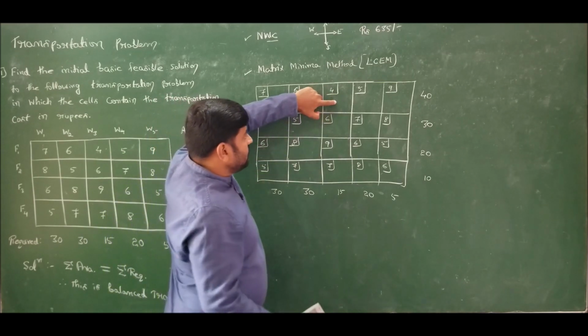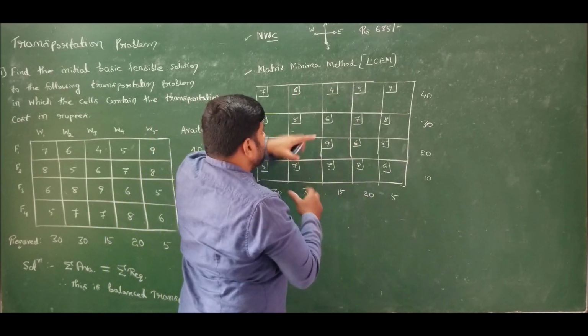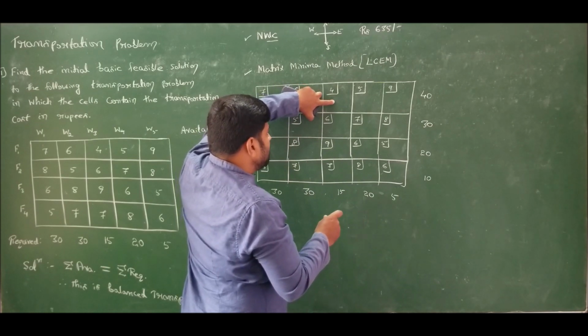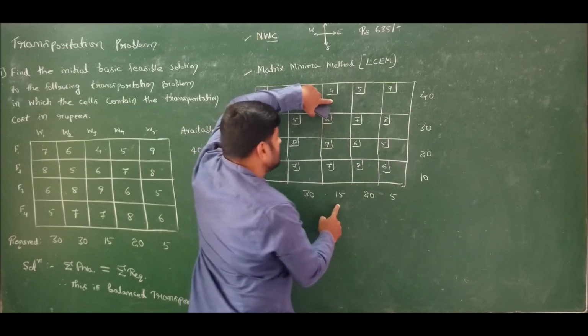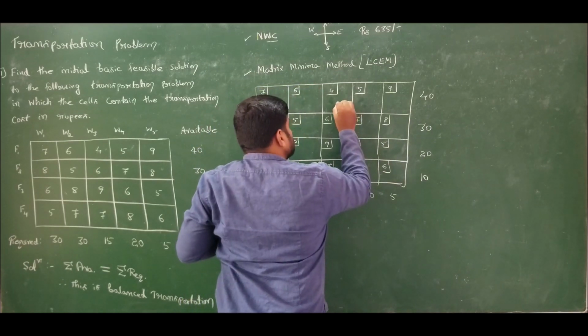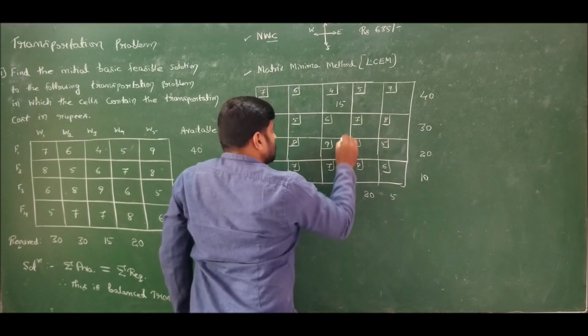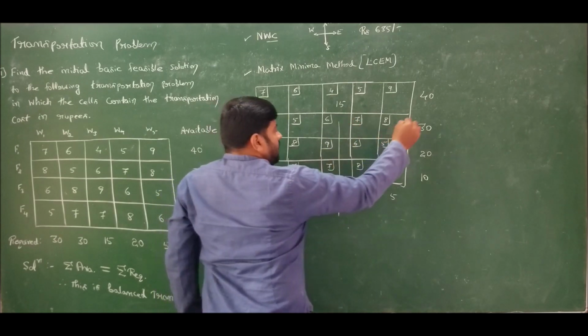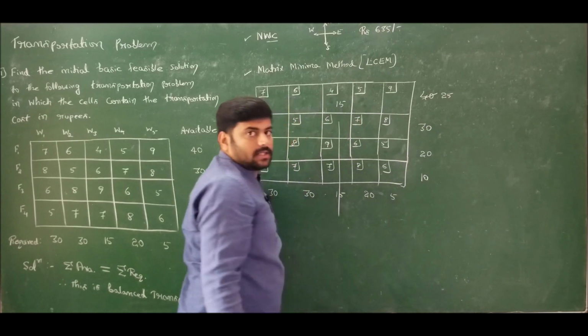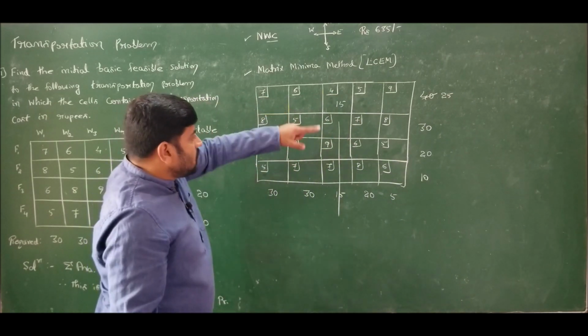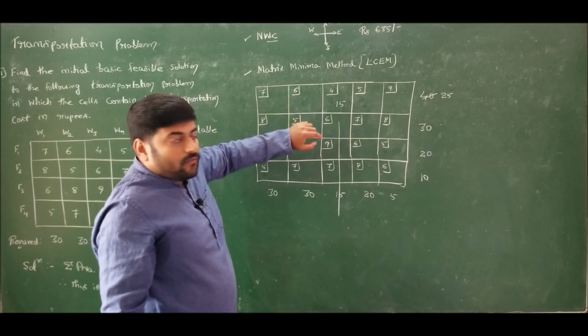So now for this, if I move for allocation for this least unit cost 4, it allocates the minimum of 40 and 15. So minimum is 15. I will allocate 15 here. So this is gone. Remaining is how much? Remaining is 25, correct? So next least cost is 5.